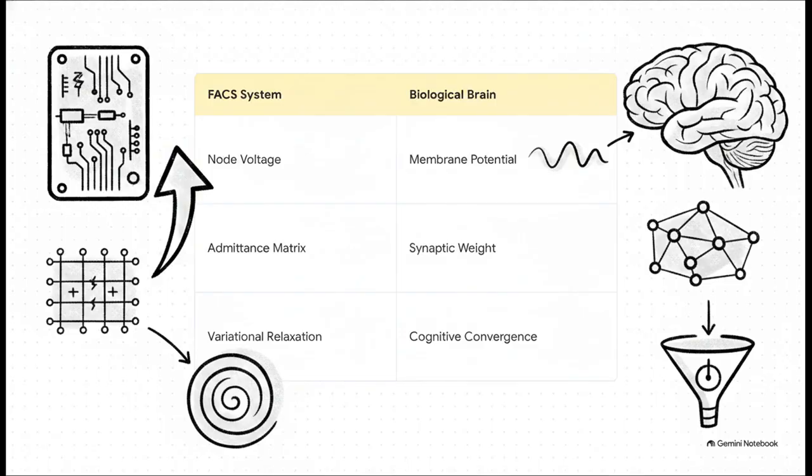Look at digital AI. It relies on feeding terabytes of data, discrete epochs, and backpropagation. But a biological brain? It has no clocks, no discrete sampling. It solely relies on continuous time-constrained relaxation. In an analog circuit, the node voltage maps directly to a neuron's continuous membrane potential. The fixed admittance matrix perfectly mirrors synaptic weights, entirely bypassing backpropagation. And the variational relaxation of the circuit naturally finding its steady state, that is exactly the cognitive convergence of thinking.